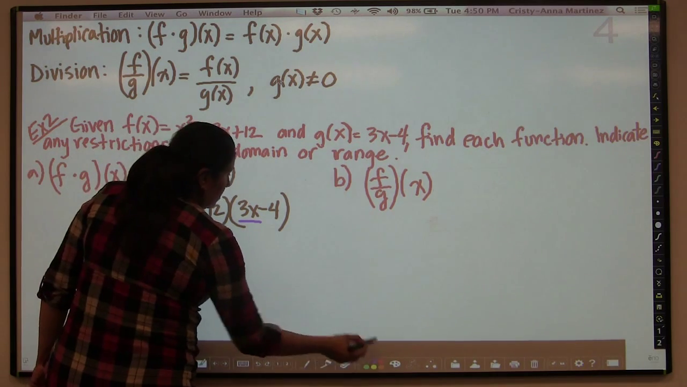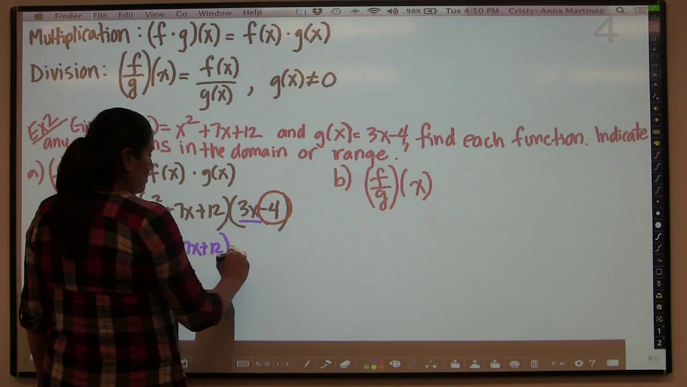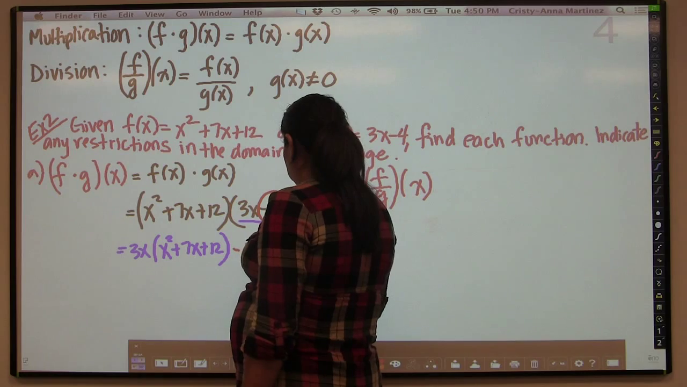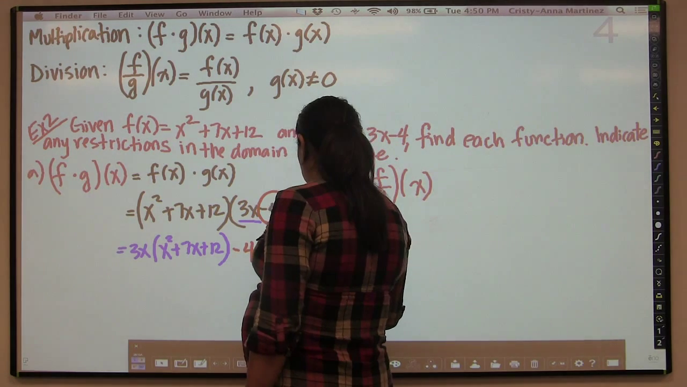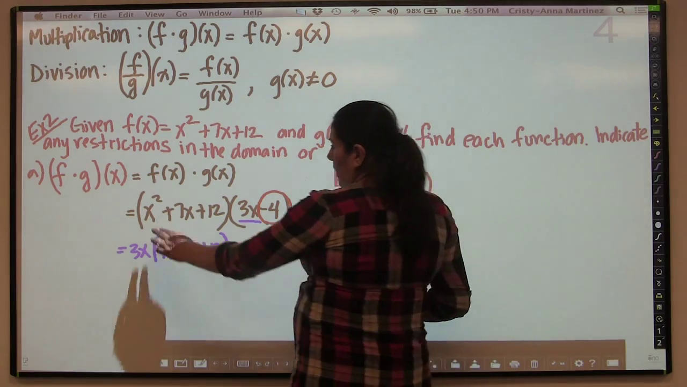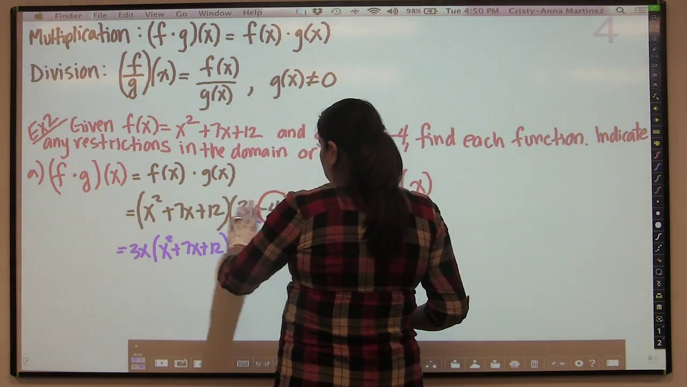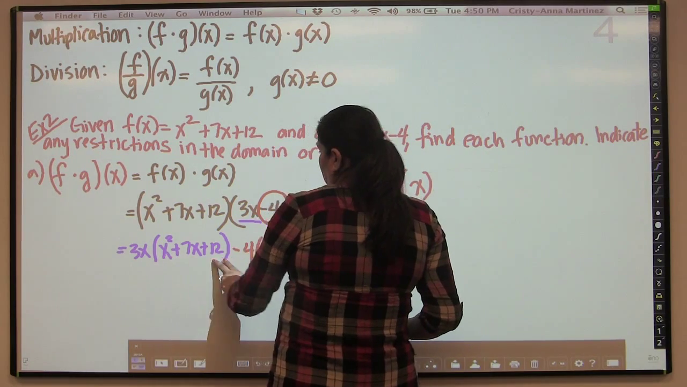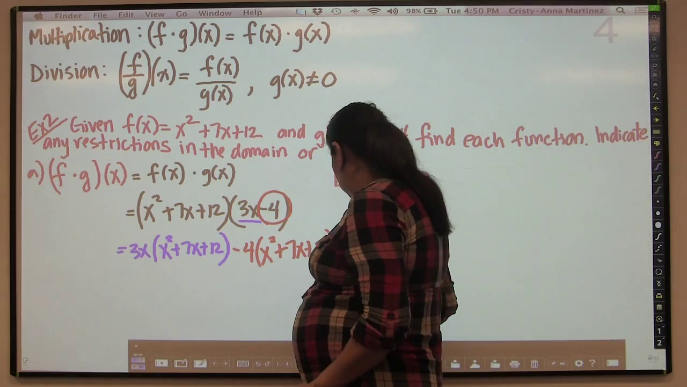And then we're going to subtract 4 times x squared plus 7x plus 12. So basically, you don't have to do it the way that I'm doing it. You could go x squared times 3x, x squared times negative 4, but I just think that it's easier to do two terms and multiply by the entire polynomial. So that's just kind of what I did there.